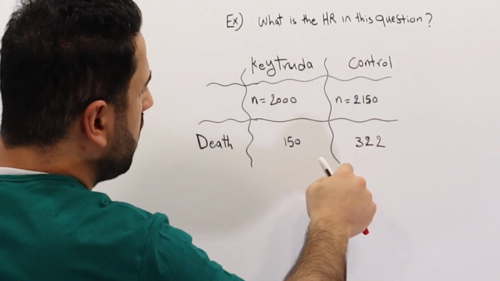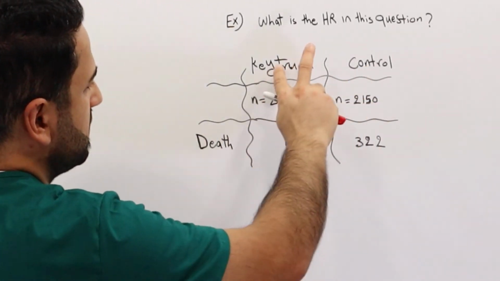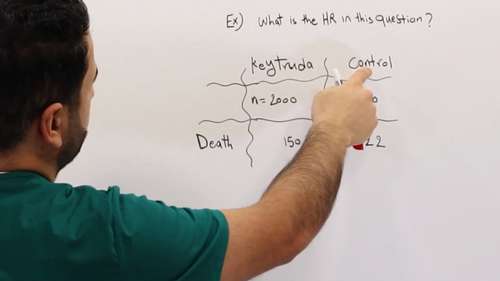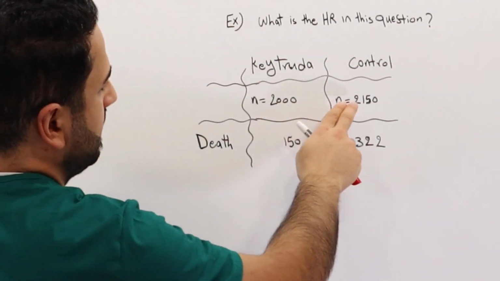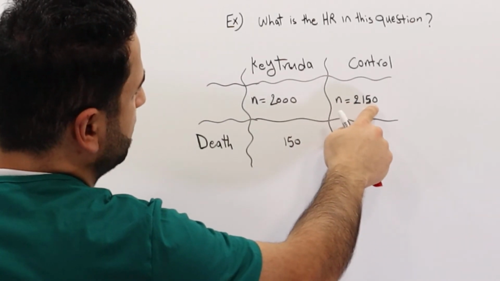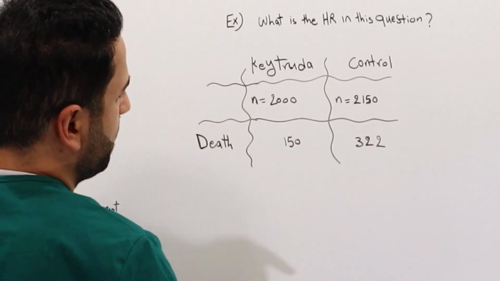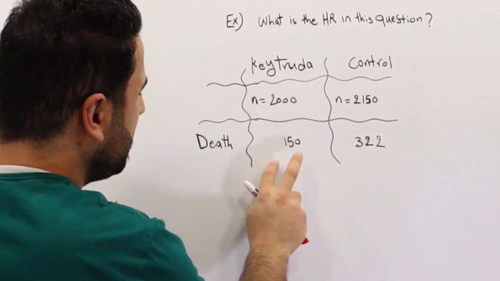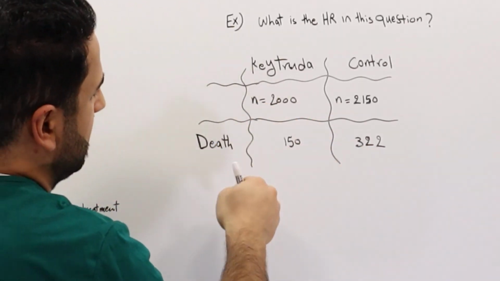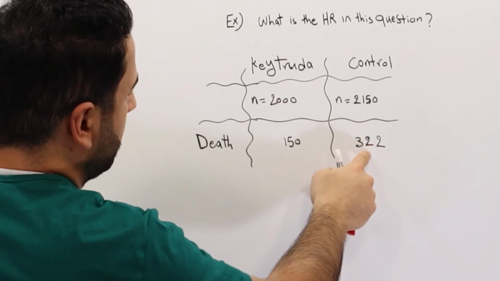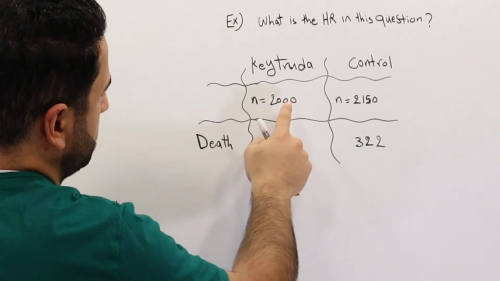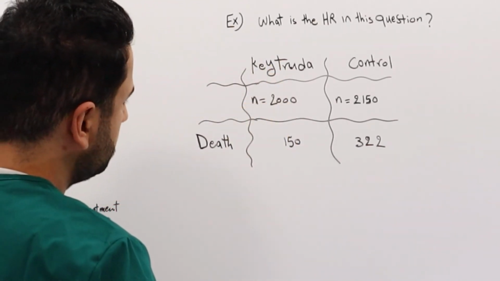And in the control group, who did not receive anything, so both groups had cancer and this group received Keytruda while this group did not receive anything, we had 2,150 people and 322 in this group died. So we can see just by looking at this table that more people here have died of cancer in comparison to those who took this medication.